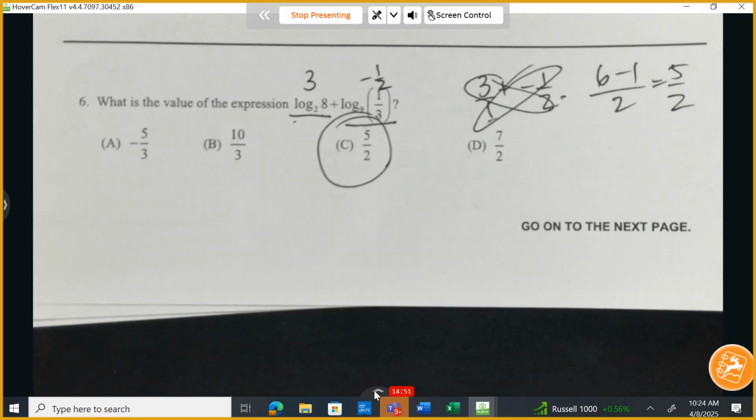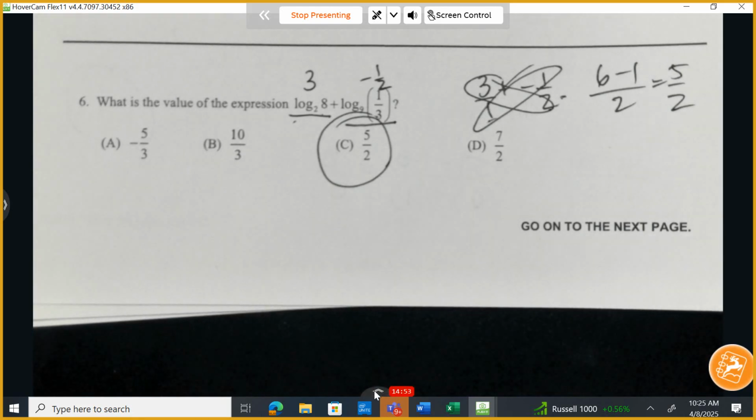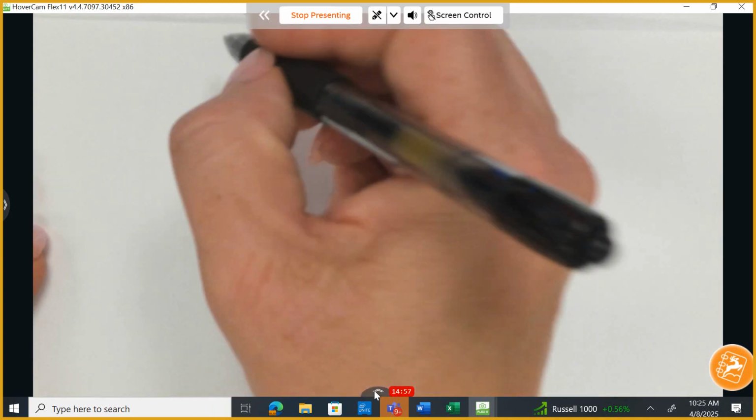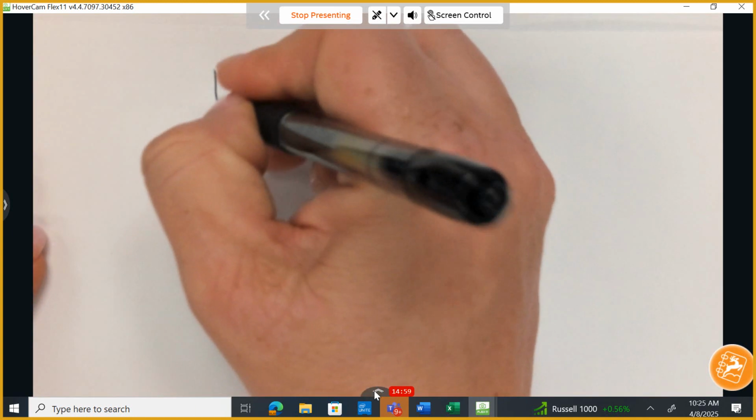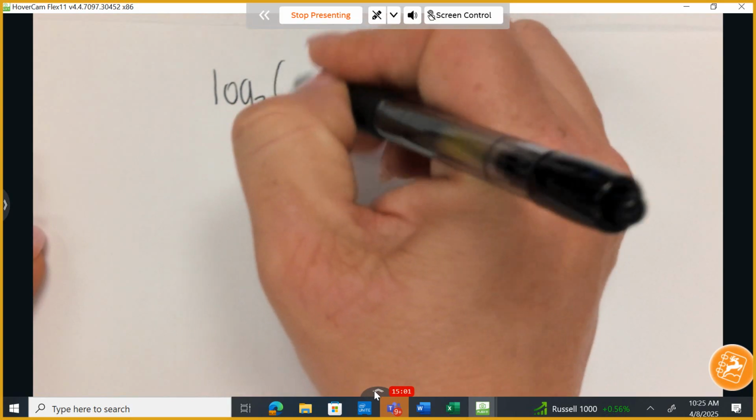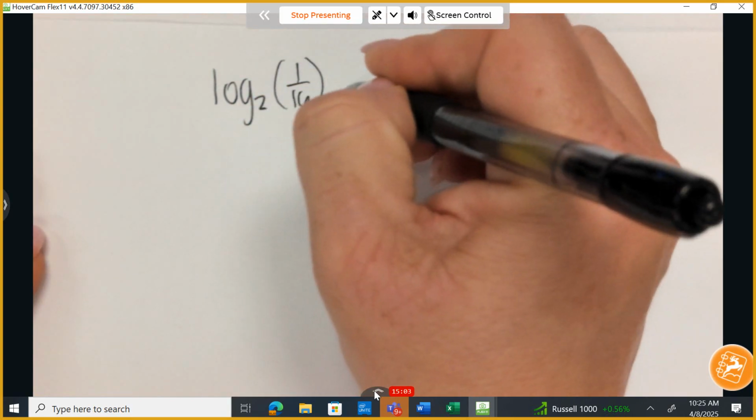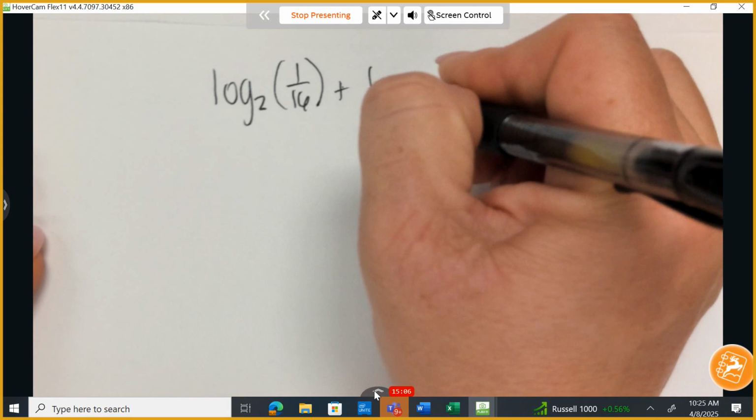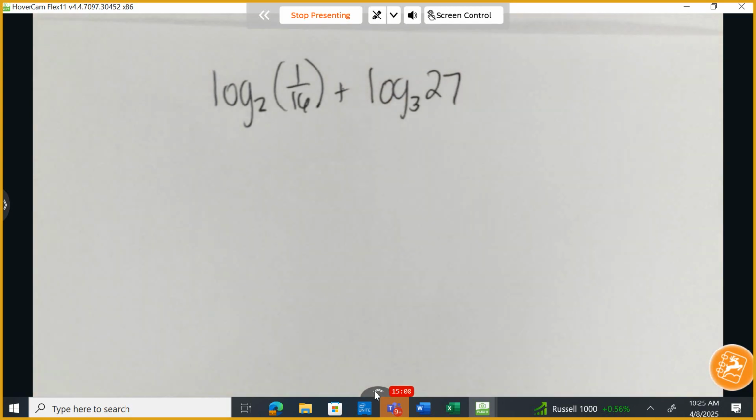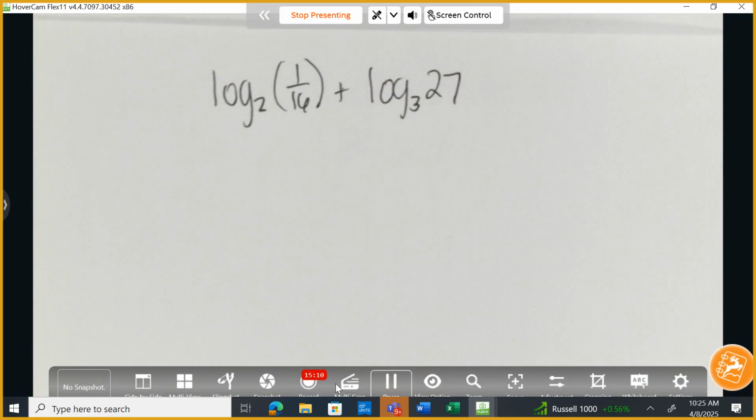I would like you to try another problem like this. So here is your problem. Please write this down. I have log base 2 of 1 over 16 plus log base 3 of 27. I'm going to press pause, begin.